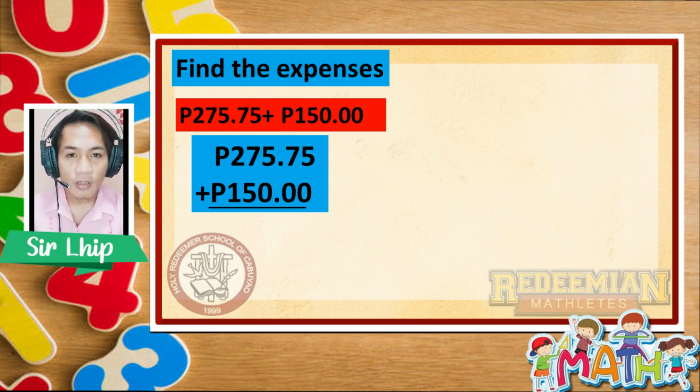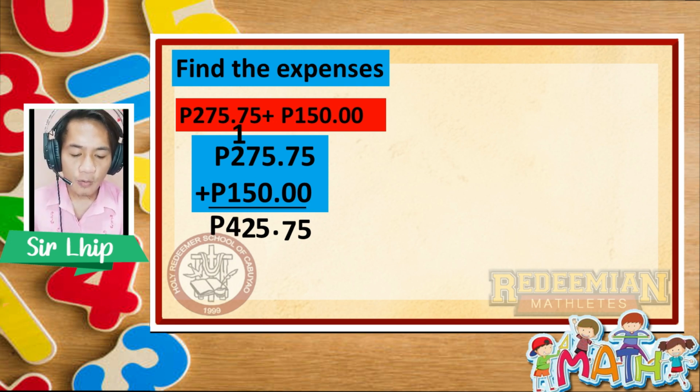Then add: 5 plus 0 equals 5, 7 plus 0 equals 7, bring down the decimal point, 5 plus 0 equals 5, 7 plus 5 equals 12, carry 1. 2 plus 1 equals 3, plus 1 equals 4. Thus, the expenses is 425 pesos and 75 centavos.